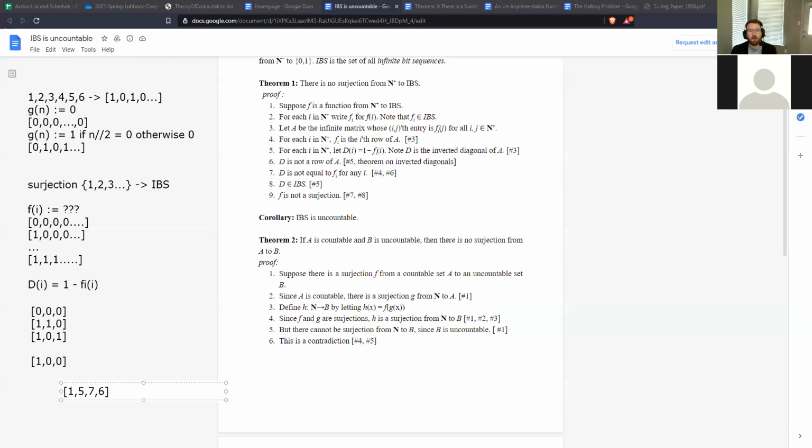Okay. What if I gave you a sequence that no matter the amount of time you spent counting it, you would never finish? What would the size of it be? Infinite. That's correct. That's the simplest analogy I can give for infinite.